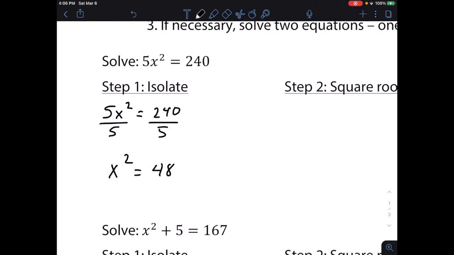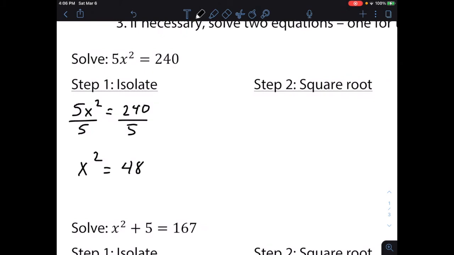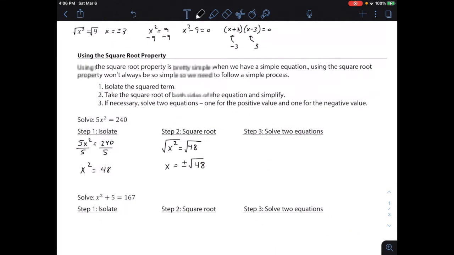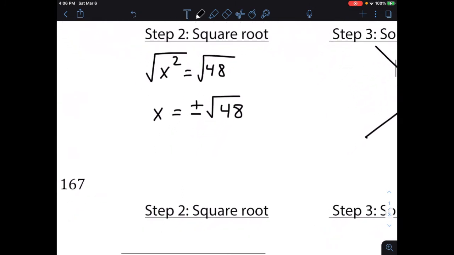And then all we have to do is take the square root of both sides. So we have x squared equals 48, and we're going to take the square root of both sides. So that means x is equal to plus or minus the square root of 48. Okay? We don't have an equation to solve now. So technically, we don't need to do this step right here. However, we do have a radical that we need to simplify. So the square root of 48 can be written as the square root of 16 times the square root of 3.